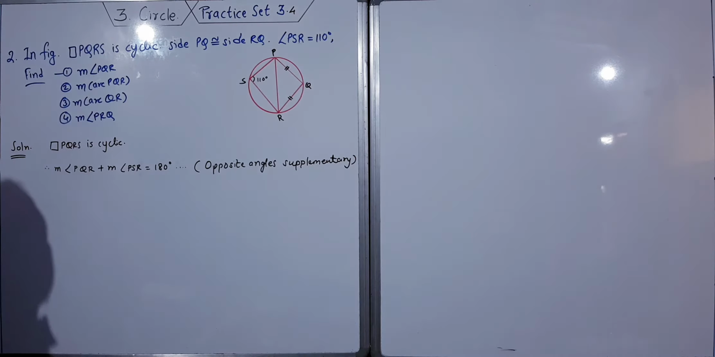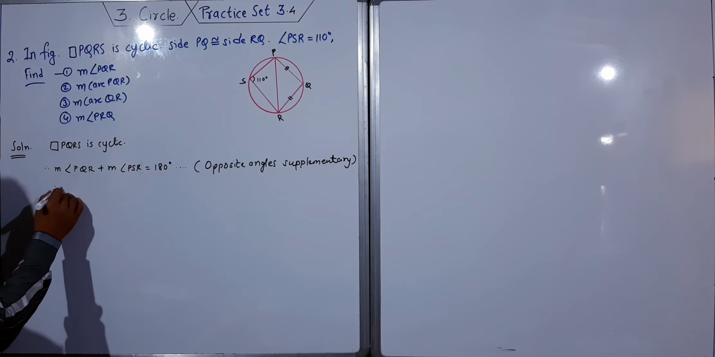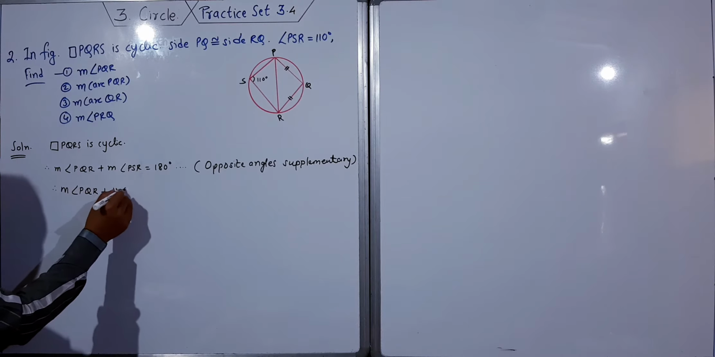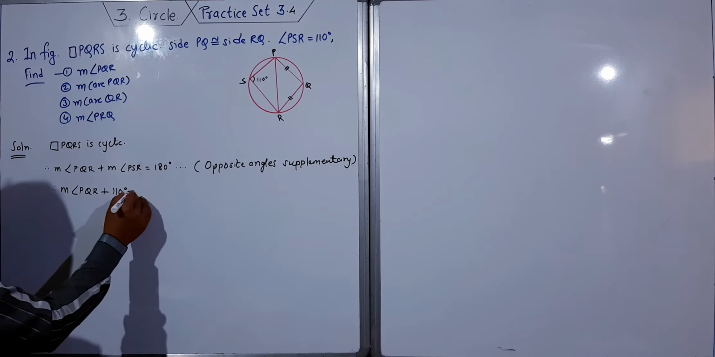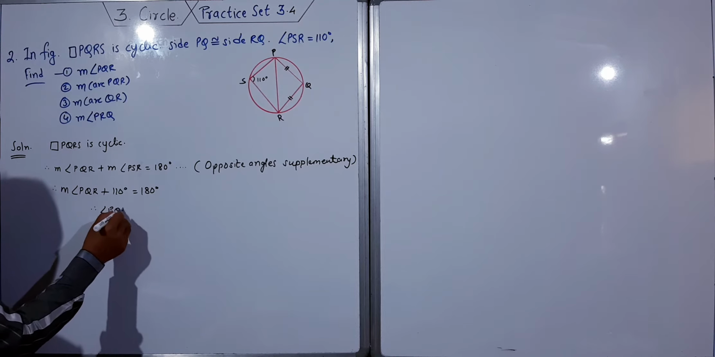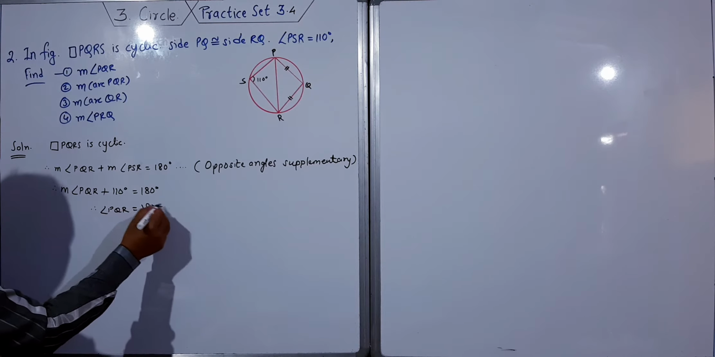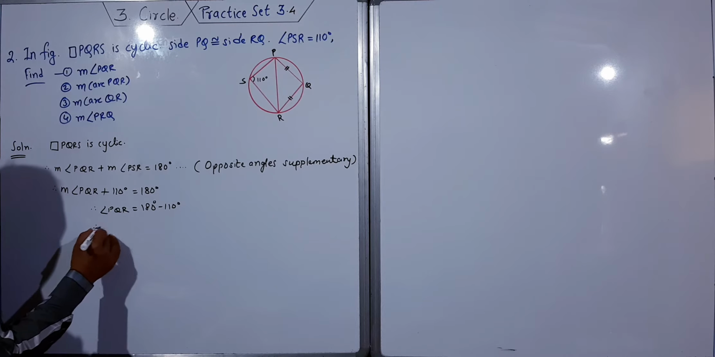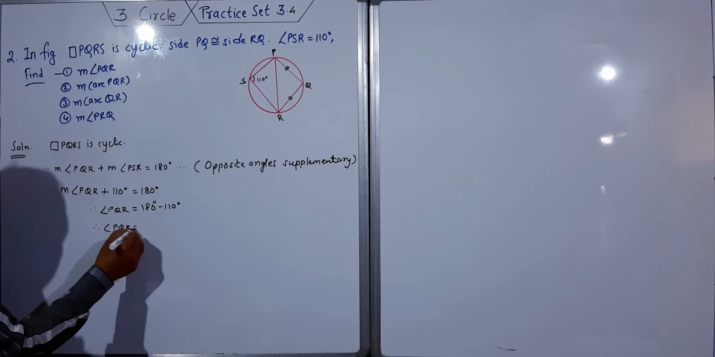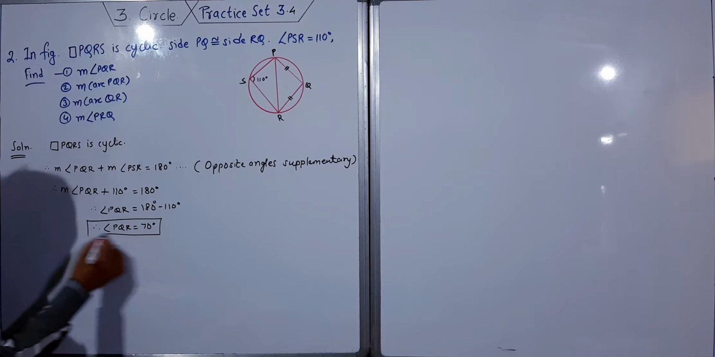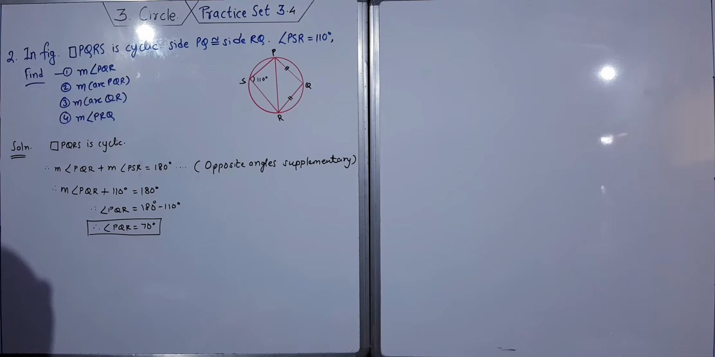Now see this. Therefore, I have to find the measure of angle PQR, but I know the measure of this angle PSR, 110, is equal to 180. Therefore angle PQR is equal to 180 minus this 110. Therefore angle PQR is equal to 70 degrees. This is first. Now we have the measure of arc PQR.